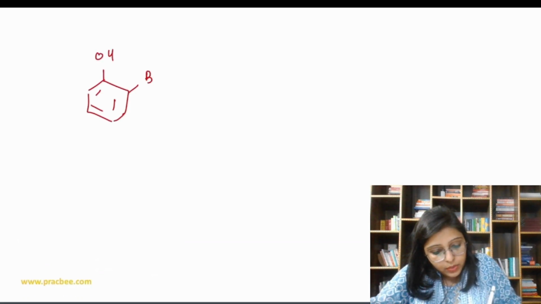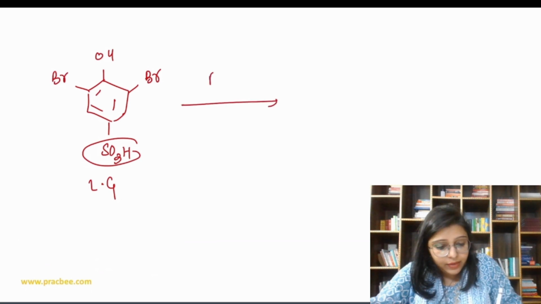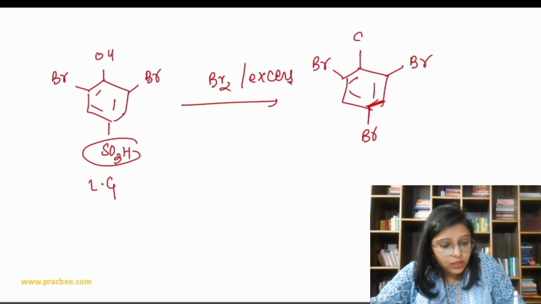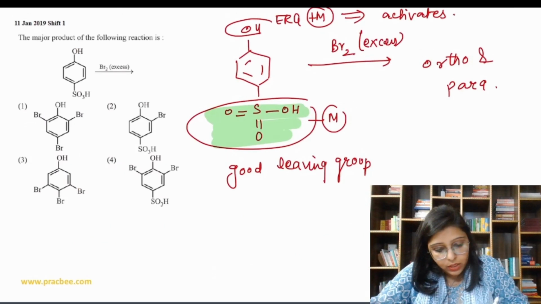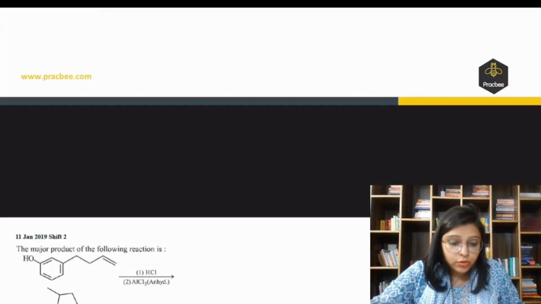Para position is occupied. So first we are going to write ortho. We are going to put Br, and here we have SO3H. It's a leaving group, and we have Br2 in excess. So if we have Br2 in excess, what can we do? We can attach Br over here also. Okay? Understood? So the answer is going to be option number 1. Clear? Now moving on to the next question.